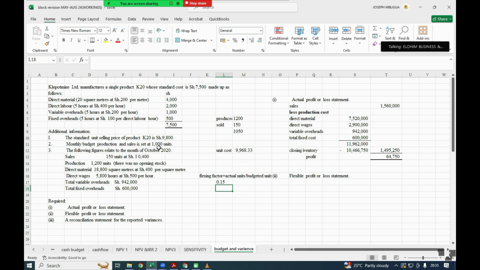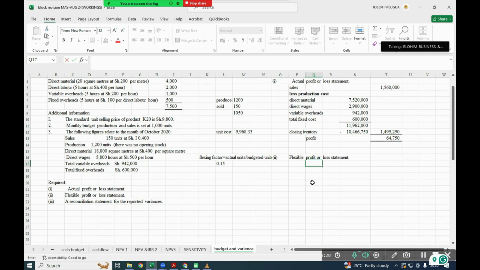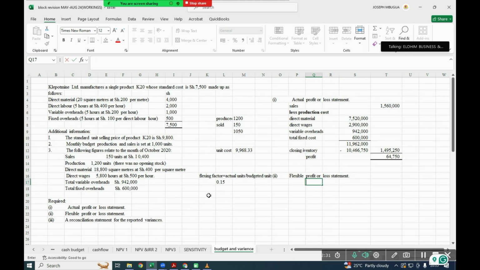And for you to apply this, you will now need to prepare the original. Let me show you this one. Assuming like the budgeted sales, if we are to have the original, let me just prepare here. Yes, just go ahead, Otieno.